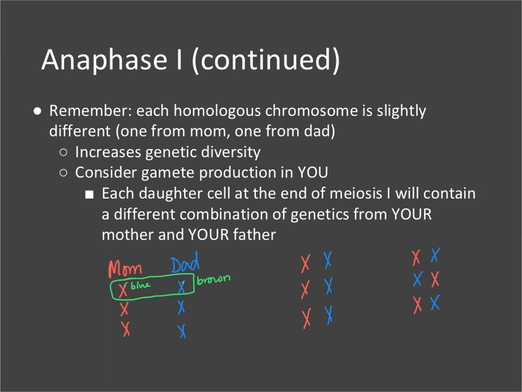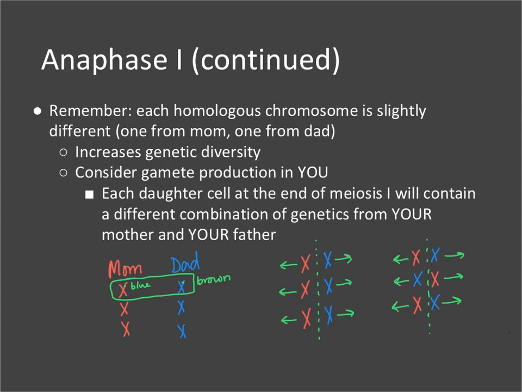And the reason why this matters is because during anaphase 1, remember that these homologous chromosomes are going to get separated. And you're going to have some of those homologous chromosomes going into one of the daughter cells and some going into the other daughter cell. So, depending on how these are lined up, we end up with a unique combination of these genes that end up in your gametes.